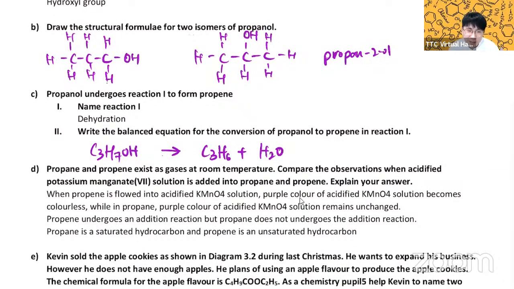Okay, so the purple color of acidified KMnO4 becomes colorless because it's propene. But for propane, the purple color remains unchanged. Why? Because propene can undergo addition, but propane cannot undergo addition, due to saturated and unsaturated.